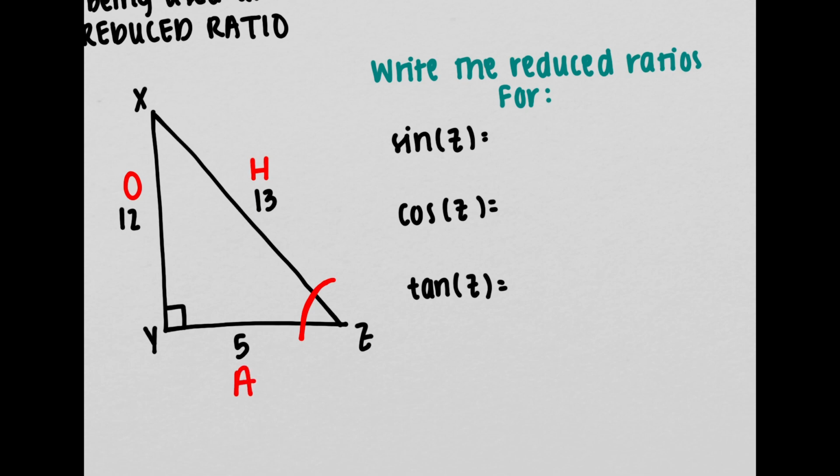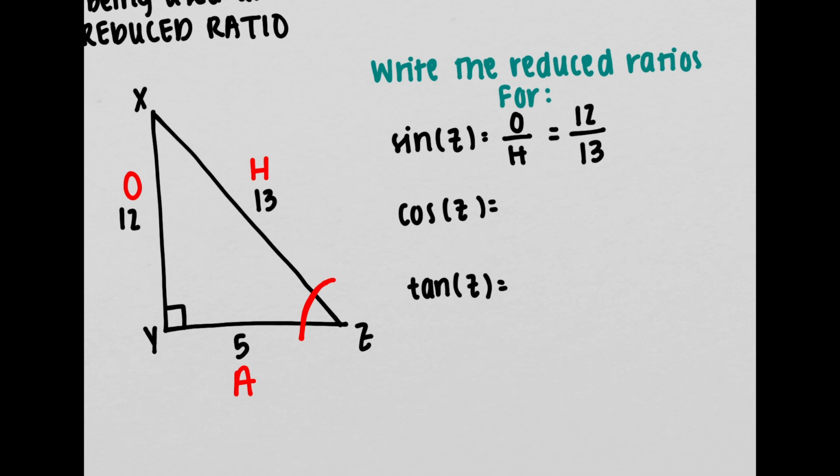So the first one is sine, which is SOH. Sine is O over H, the opposite over the hypotenuse. When I look at my triangle, my O side is 12, so that's what goes on top of my fraction, over my H side is 13, so that's what goes on the bottom of the fraction. I cannot divide 12 and 13 by the same number other than 1, so this ratio of 12 over 13 is my final answer. Sine of z in this case is 12 over 13.